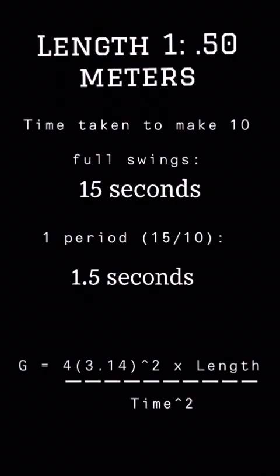It took the pendulum around 15 seconds to make 10 back and forth swings, meaning that its period, 15 divided by 10, is 1.5 seconds. We'll be using the equation below, which is a modified version of the equation needed for the period of a pendulum. We're going to be solving for G, which represents the strength of Earth's gravitational field at my location.